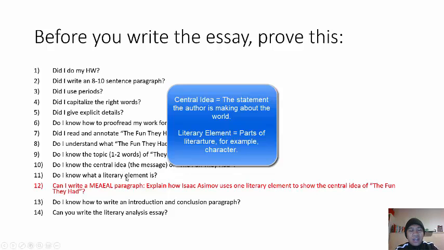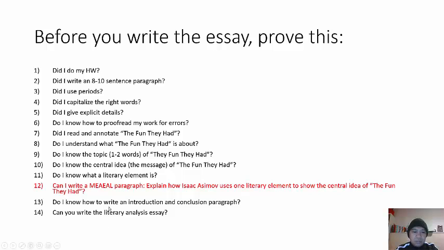If you don't know what a literary element is, just remember character. If anybody asks you for the rest of your life, what's a literary element? Just say character. And then make sure you can do the essay. And not just that, remember, you have to write good introduction and conclusion paragraphs, which we've already discussed. And I've already made YouTube videos for those.